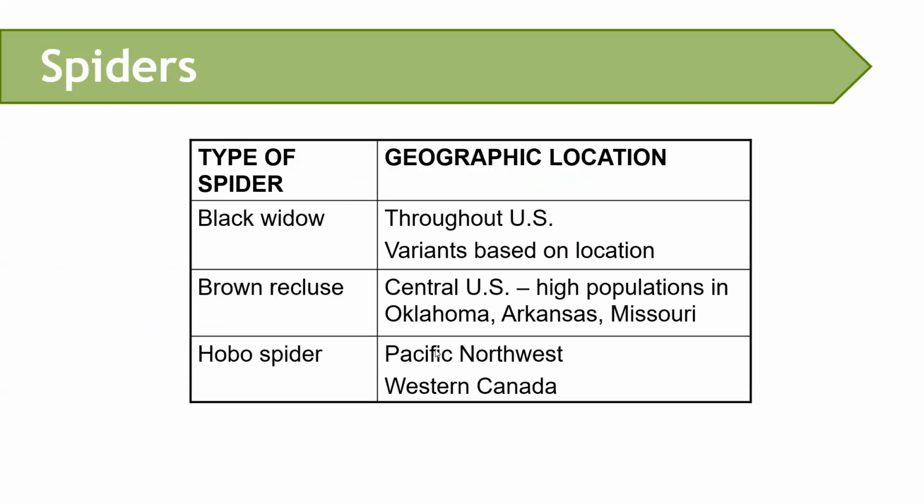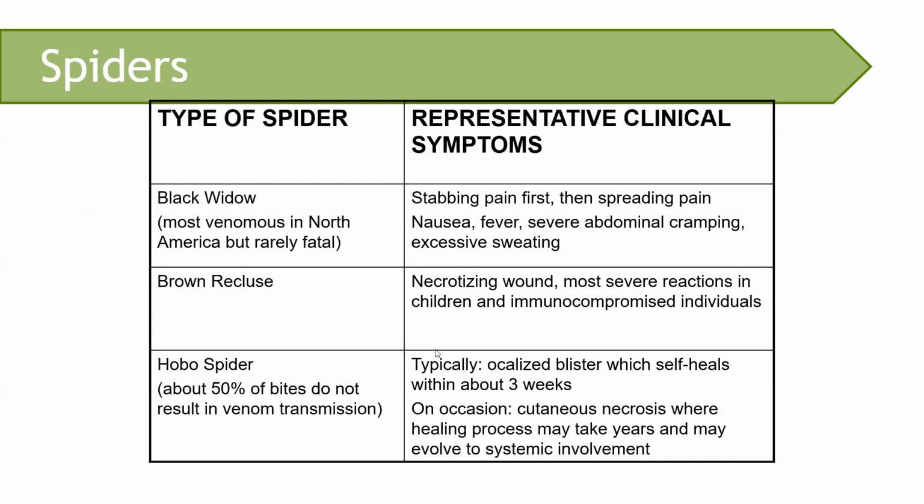So we have your black widow, throughout USA, variants based on location. We have your brown recluse, central USA, Oklahoma, Arkansas, Missouri. Hobo spider, Pacific, south, northwest, and western Canada. These are the types of spiders and the representative clinical symptoms of each spider.